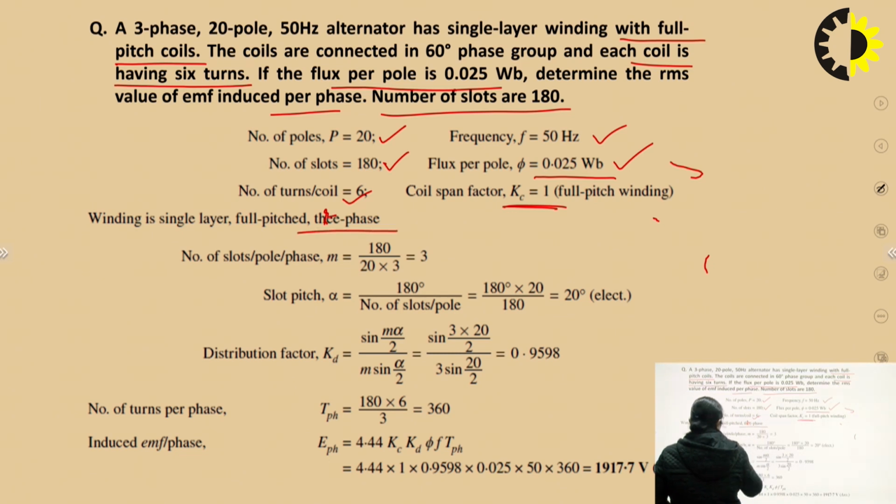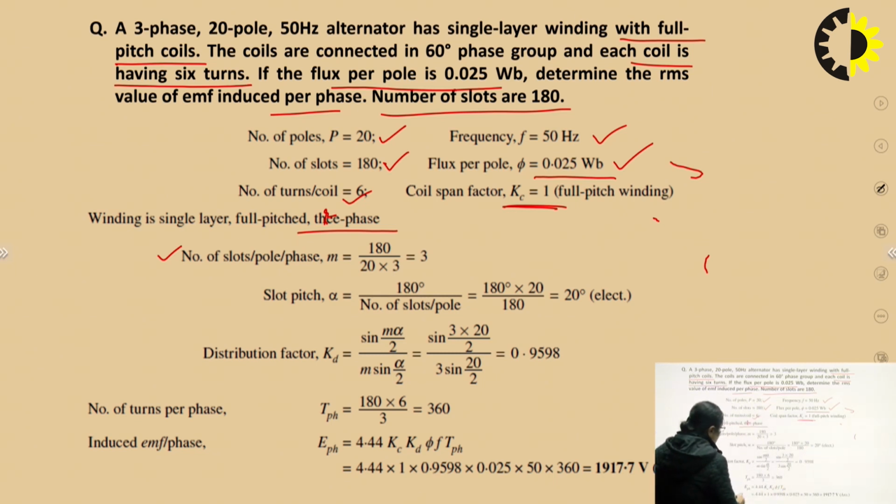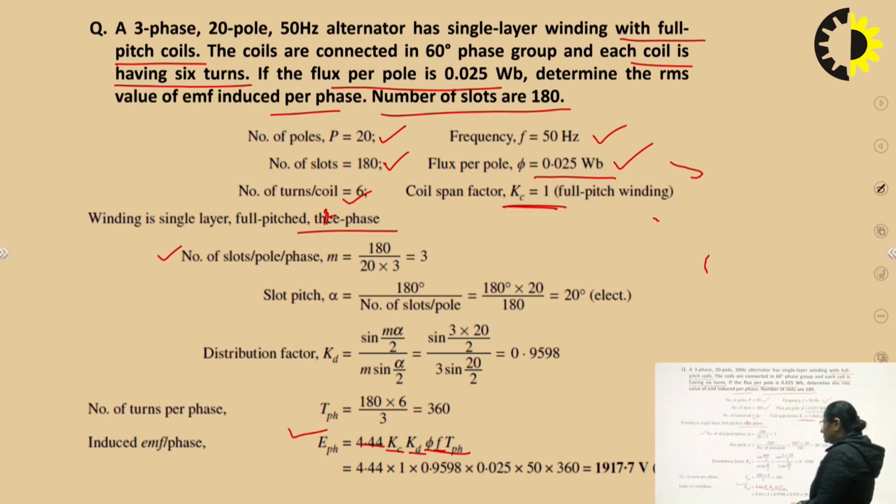3-phase winding. So for determination of EMF, let us first write down the formula of EMF. Let us just pay attention over the formula of EMF. What all we need? 4.44 kc, kd, phi, f, tph. tph is the number of turns per phase, right? So let us start from determination of tph itself. Number of turns per phase, right?